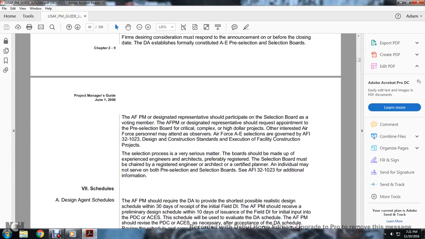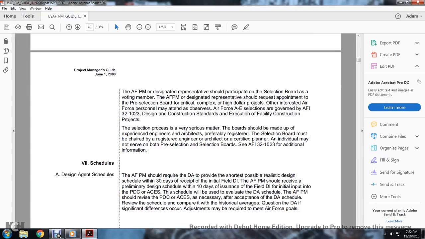The selection process is very serious material. The board shall be made up of experienced engineers and architects, preferably registered. The selection board must be chaired by a registered engineer, architect, or certified planner. An individual may not serve on both selection boards. See AFI 32-1023 for additional information.